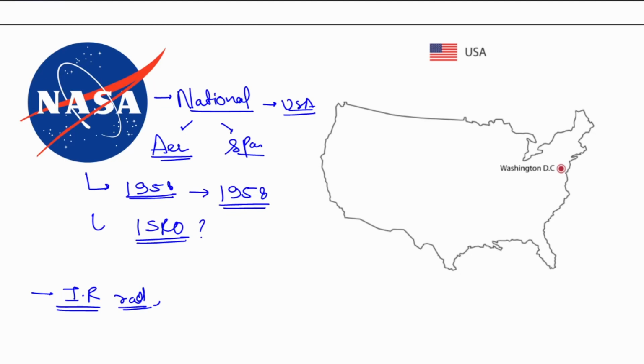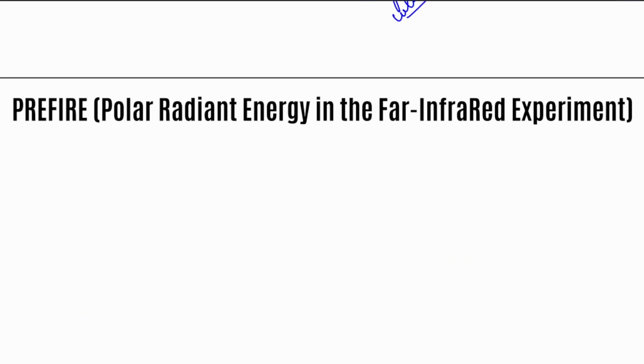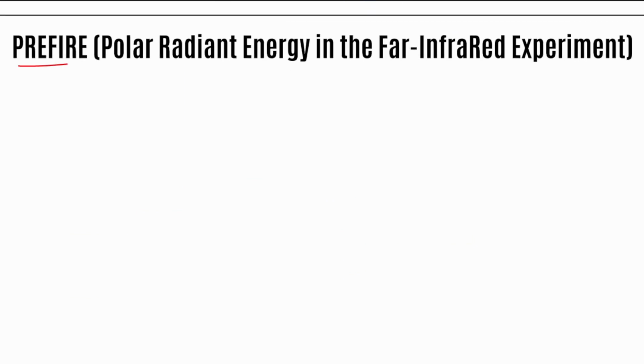Its headquarters are in Washington, DC. What is the DC here? DC is District of Columbia. It's a square shaped district in which Washington DC is located. Very small, let's say, capital. Now let's talk about the mission as well as what NASA has done. So NASA has launched this mission known as Pre-Fire.